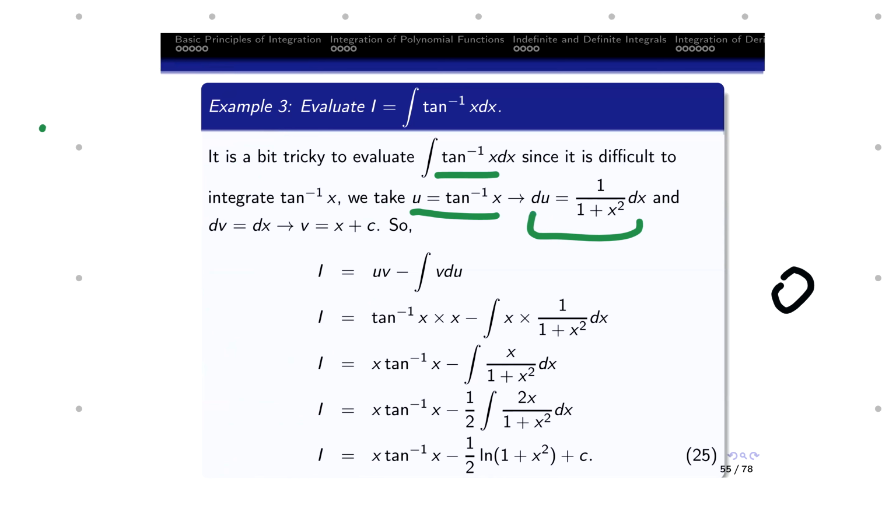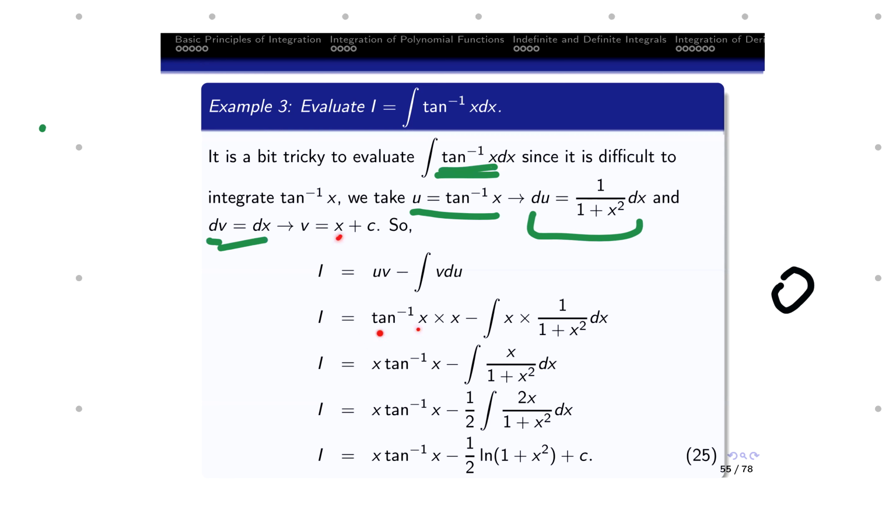So we have dv equals dx. Now, because we have taken u to be arctan of x, automatically your dv will just be the dx that is remaining. So dv equals dx. If you integrate dv, you get v. Integrate dx, you get x. So that means v equals x plus c. So you can say I equals uv minus integral of v du. And what is u? We took u to be arctan of x, times v, and v again is just x here.